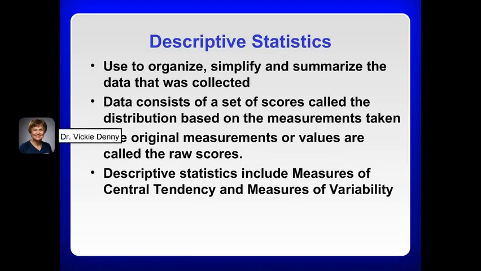When we talk about descriptive statistics, that's exactly what they do. They describe a set of data that you've collected. We use descriptive statistics to help us organize, simplify, and summarize data that we collect. The data that we collect, a set of scores, we call that a distribution. And the original measurements is what we would call the raw scores. And the descriptive statistics that we use would fall under two categories, either measures of central tendency and measures of variability. And I'm sure these terms you're already familiar with, so we will just briefly review them.